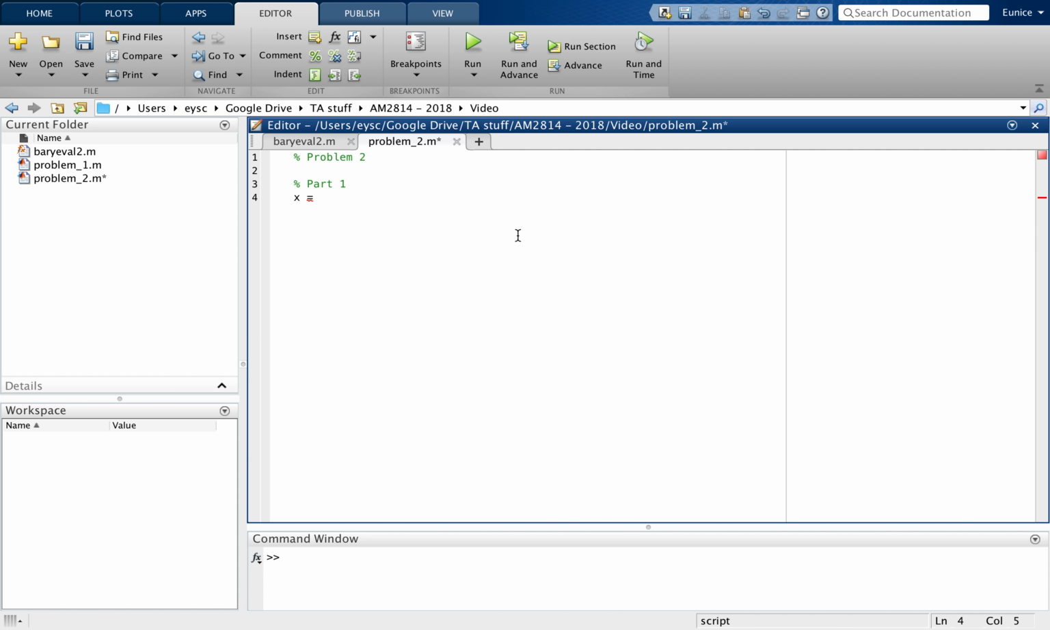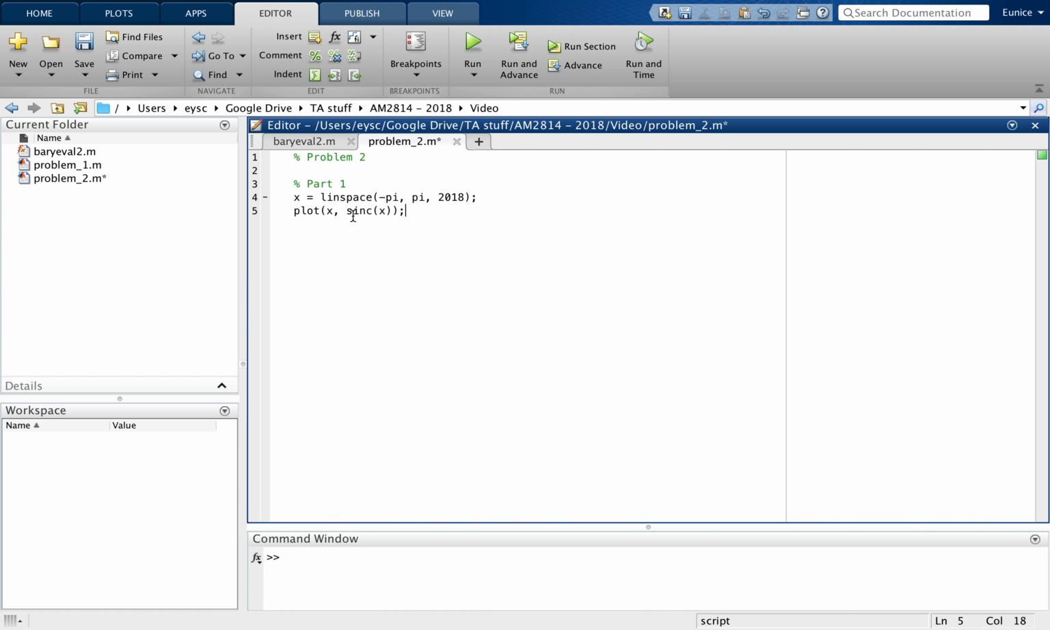Since the question has told us that it has to be from negative pi to pi, we can use linspace from negative pi, pi, and pick a large number. Let's go with 2018 since that's a year. And let's go ahead and plot x and then sinc x. So here, these are the x values that we're plotting, and here are the y values.